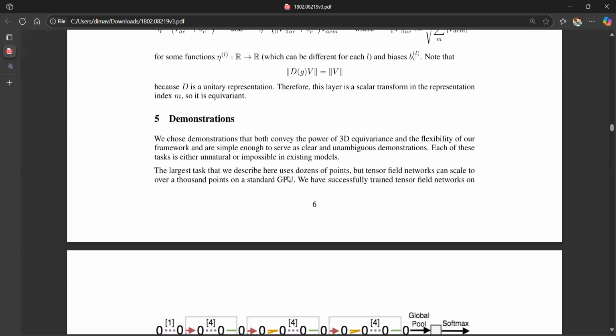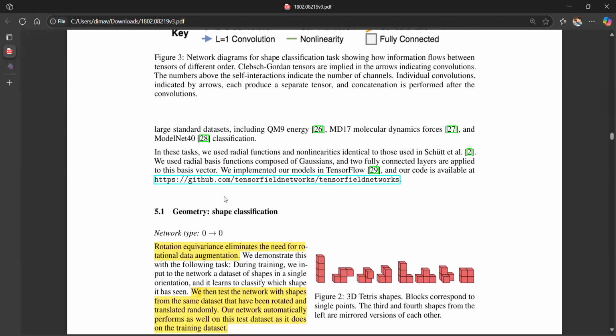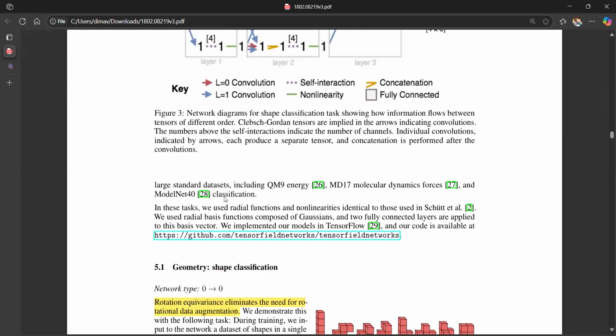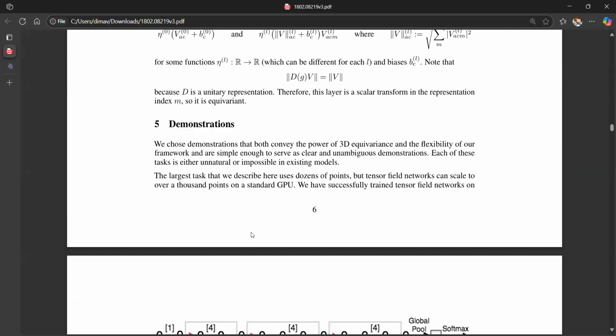Let's go to their diagram of their neural network, right? Here on inputs, you have, okay. Because here I didn't explain well enough what channels are, right? So channels is a number. You can see here red and blue arrows, right? L0 convolution, L1 convolution.